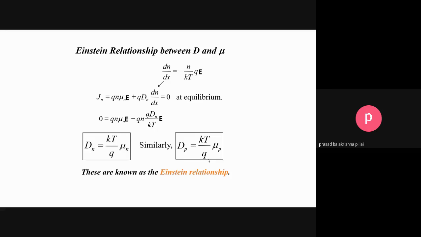So for a given temperature, kT by q is constant. So you can see that D_n by mu_n or D_p by mu_p is constant. That is the thermal voltage. So this is popularly known as the Einstein relationship. Yeah. So I think I'll stop it here today.